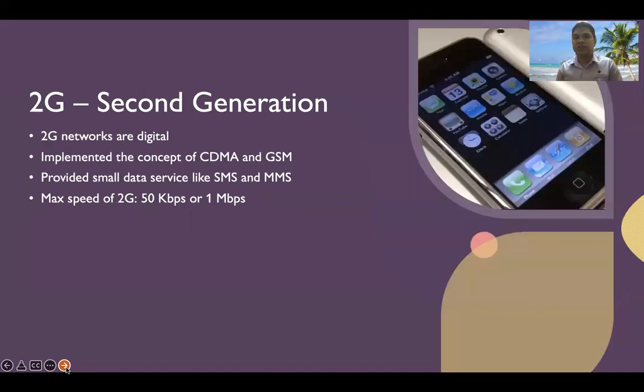The second generation changed from analog to digital technology, with the implementation of the CDMA and GSM concepts, and provided more data services like SMS and MMS. If you still remember, in the second generation you could use MMS technology to send an email through MMS services, and the maximum speed is 40 kilobytes per second or 1 megabyte per second. So this is an improvement from the first generation.